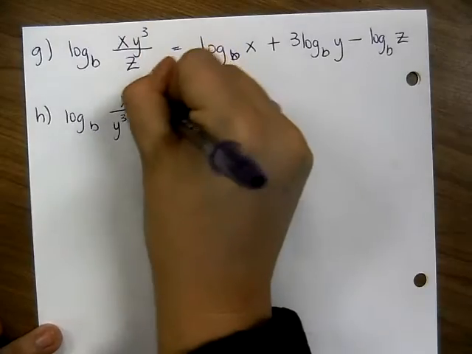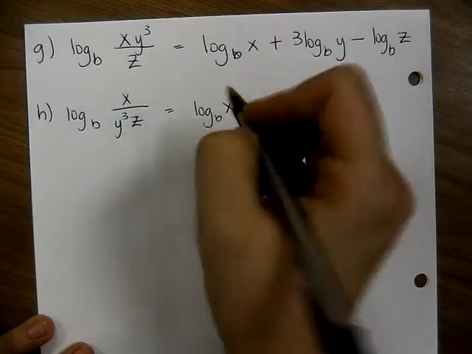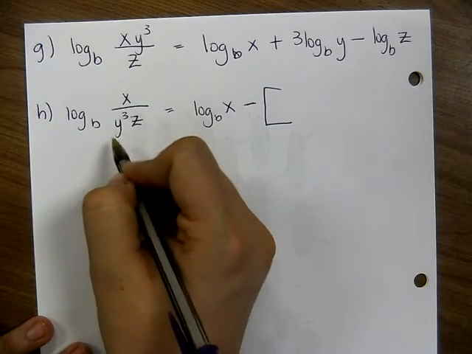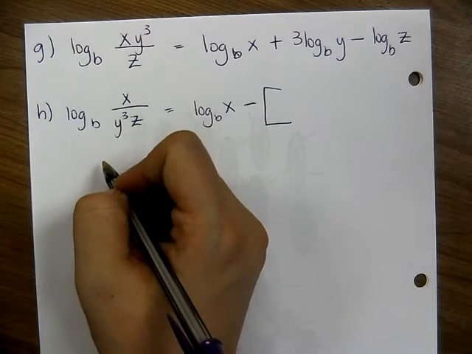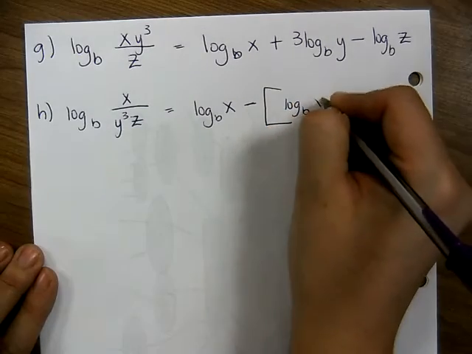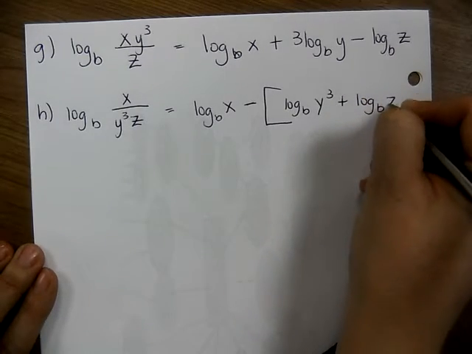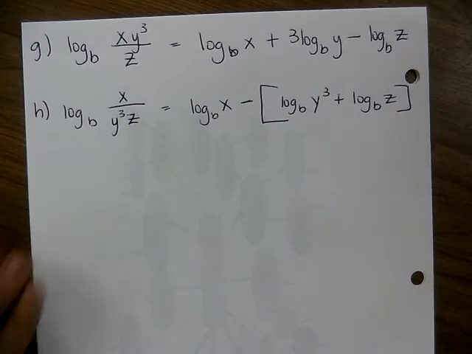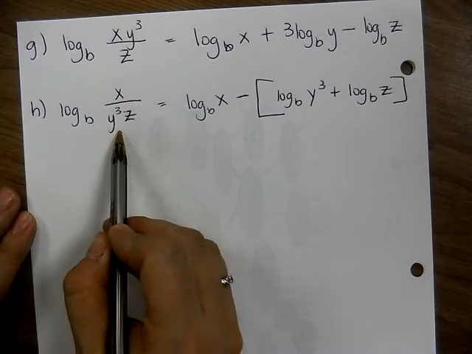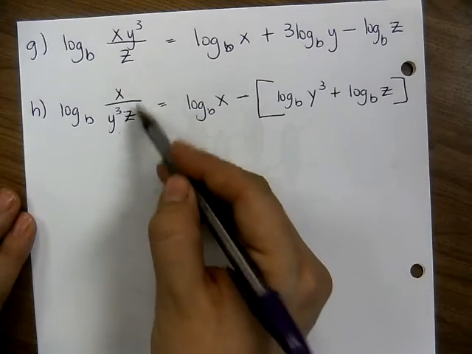So what we can do is start with our log base b of x, and we're going to subtract this piece, aren't we? Because it's in the denominator. And so division, you have to subtract. So I'm going to break this up into log base b of y cubed plus log base b of z. You see what I've done there? This represents the multiplication that's happening in the denominator. This subtraction represents the division that's going on here.